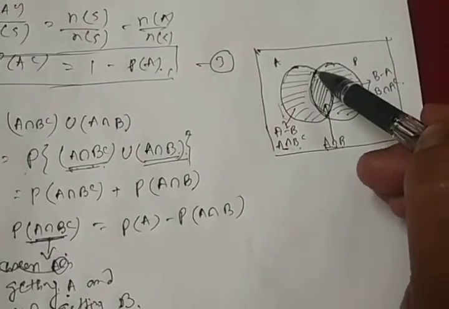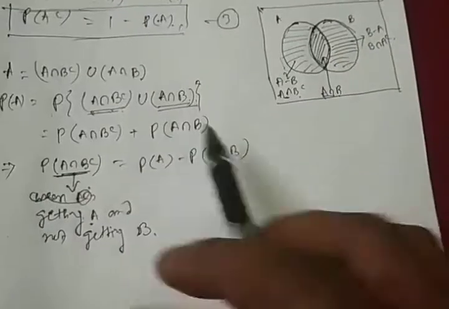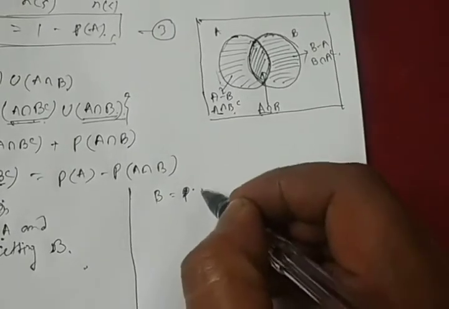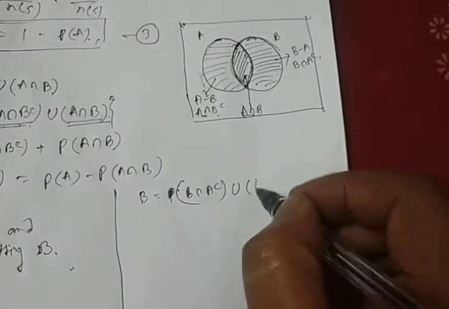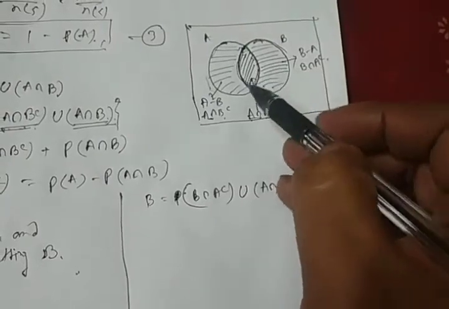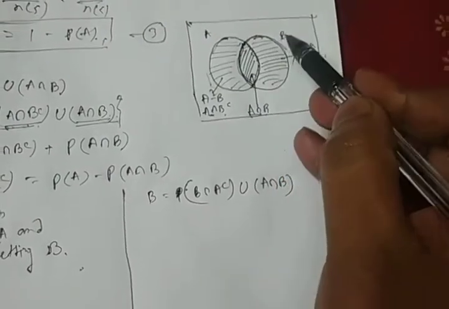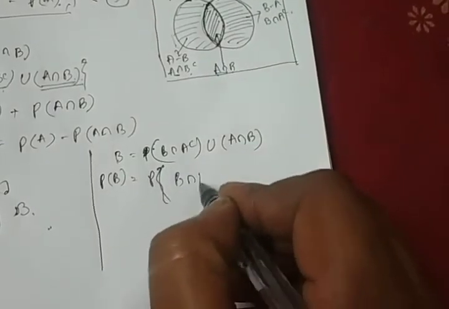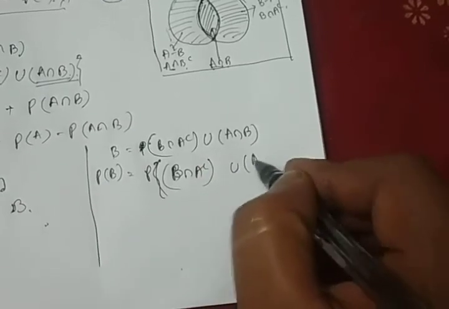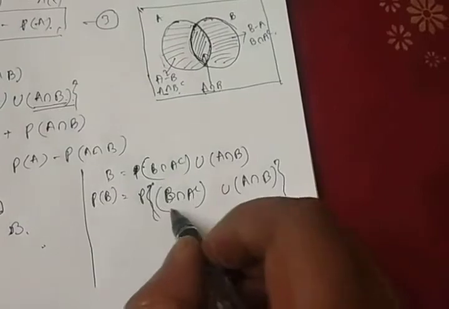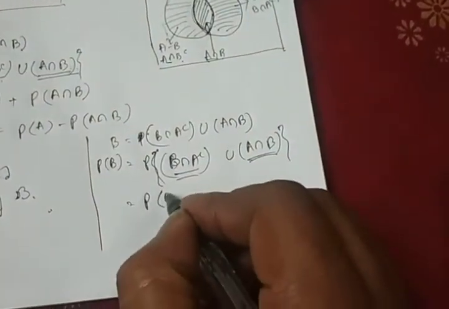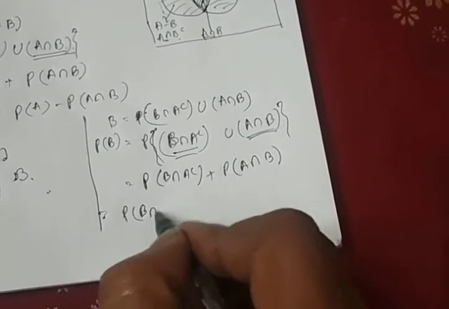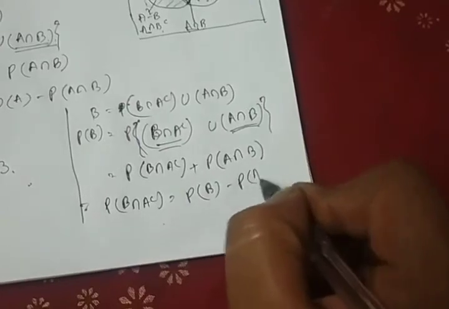In a similar way, if we consider the B set, we will get B equals B intersection A complement union A intersection B. This set and this set, the union of these two sets will give the total set of B. So in a similar way P of B equals P of B intersection A complement union A intersection B. Now these two sets are also disjoint, so by the addition theorem, P of B equals P of B intersection A complement plus P of A intersection B. In a similar way, P of B intersection A complement equals P of B minus P of A intersection B.